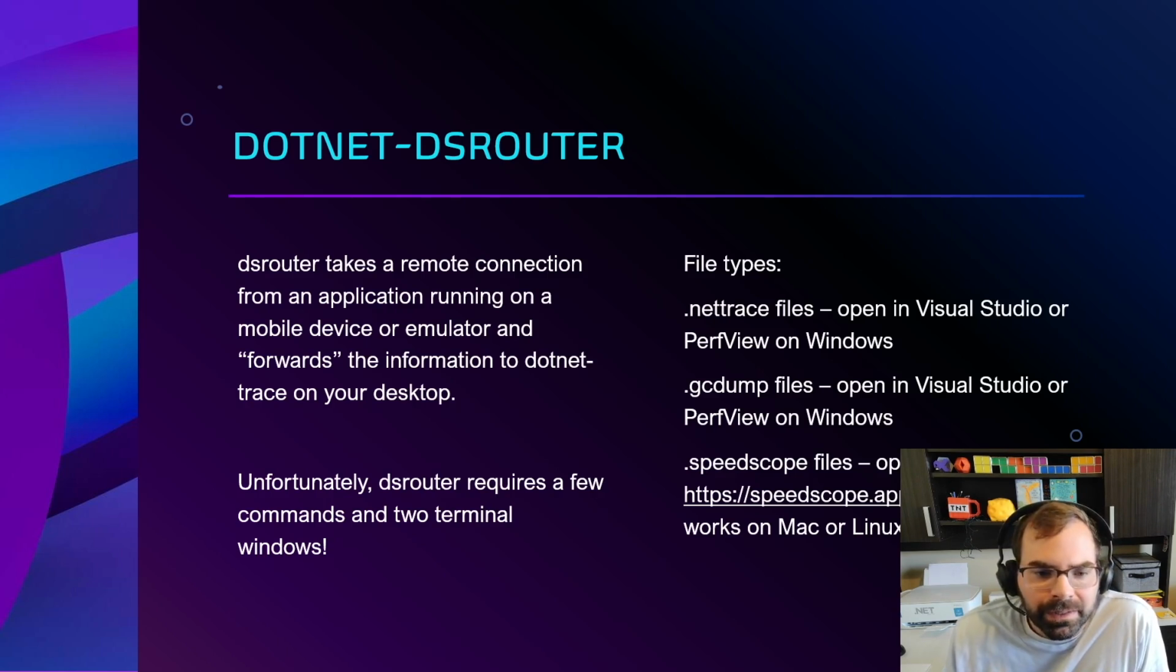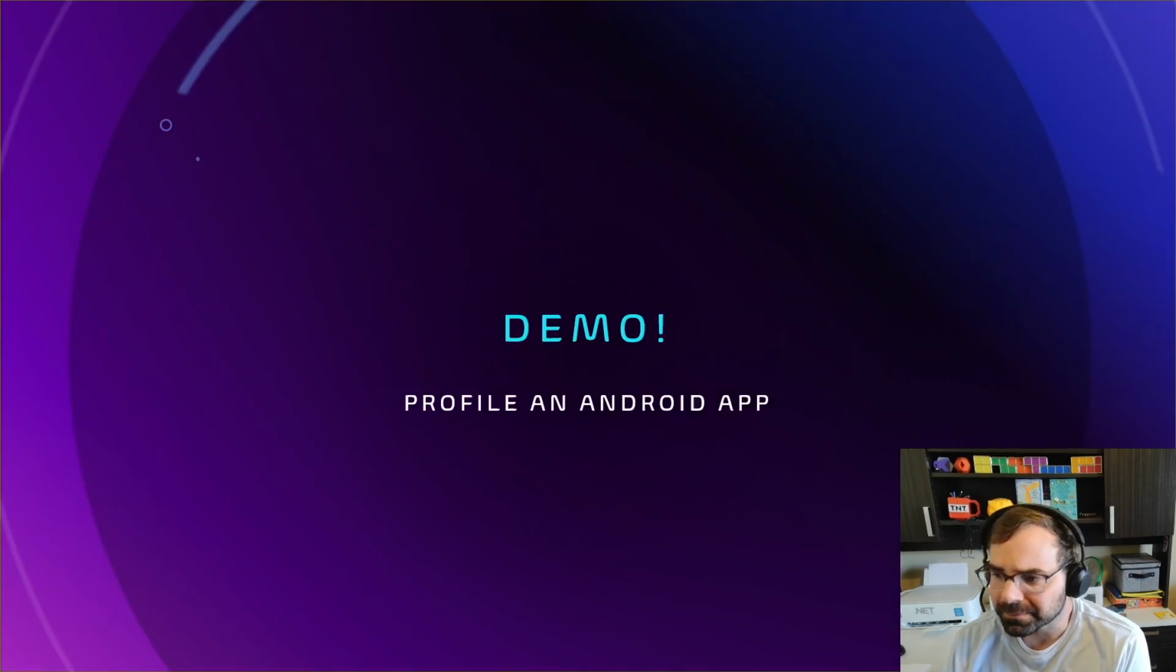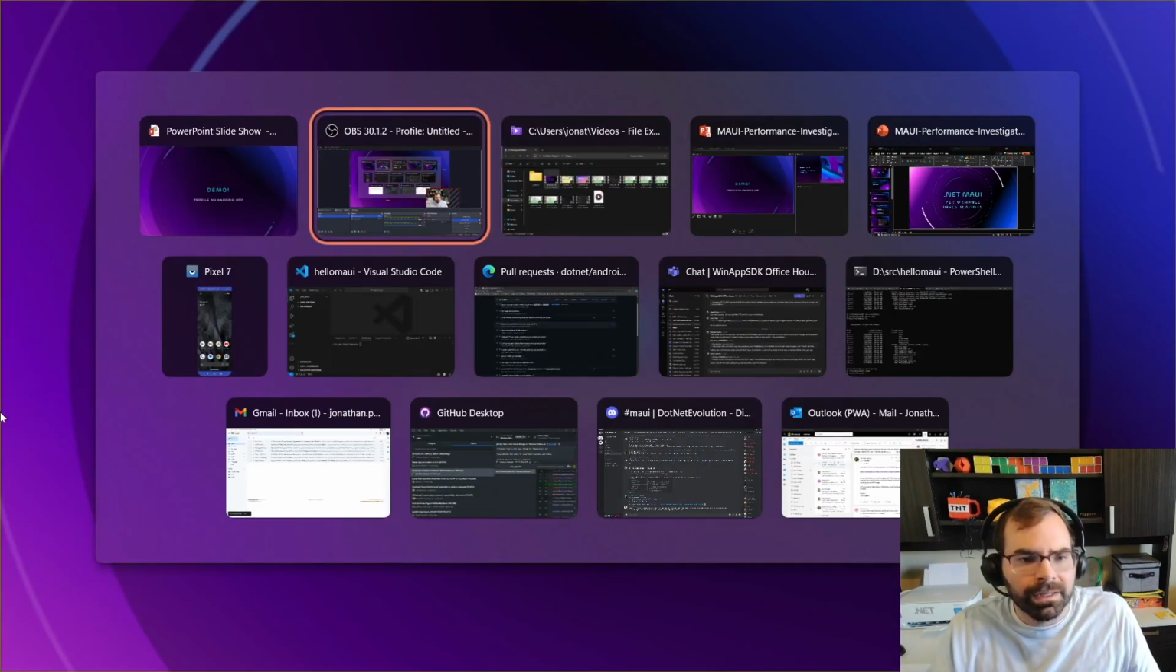And then a gcdump file, you can record these on Mac or Linux. But as of right now, the only way to view them is to open them in Visual Studio or PerfView on Windows. I heard a community member was working on some kind of Mac viewer, or some way to convert it to something that you could open on a Mac, but we don't have that quite yet. Maybe someday. So let's do a demo.